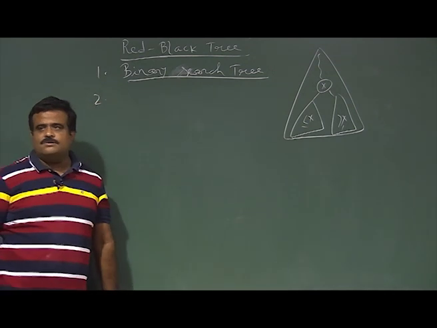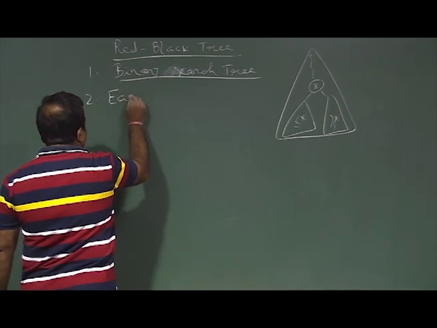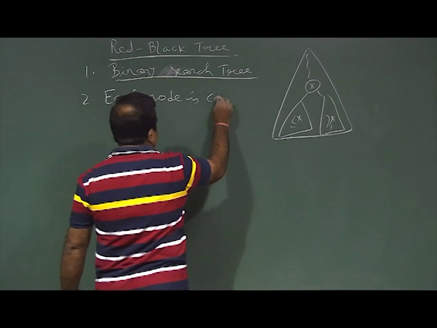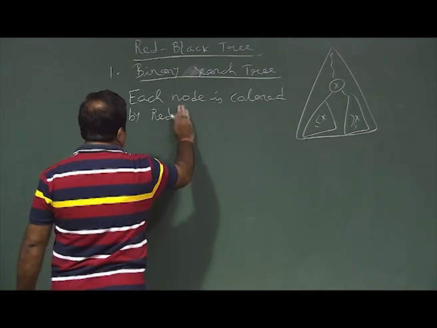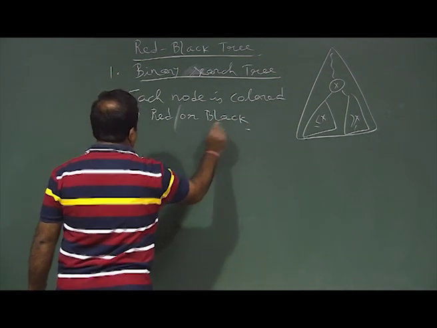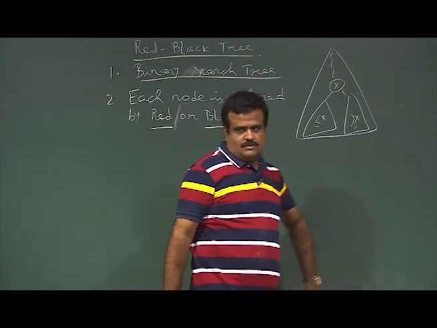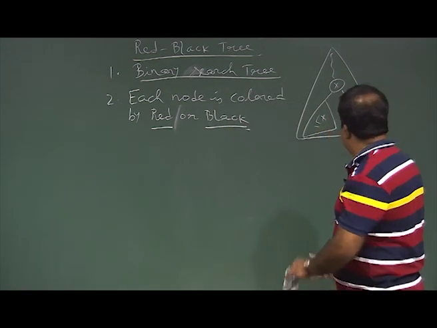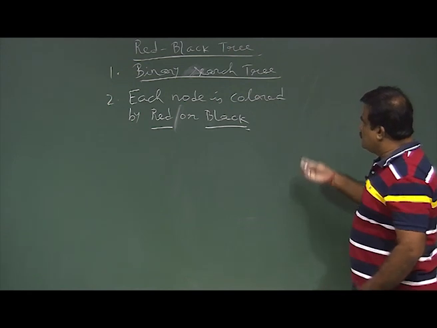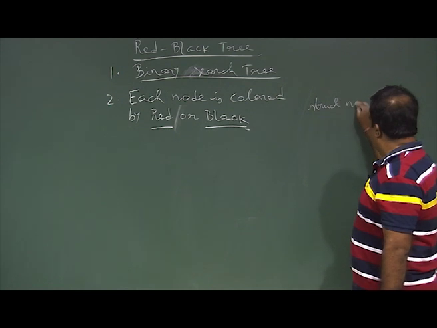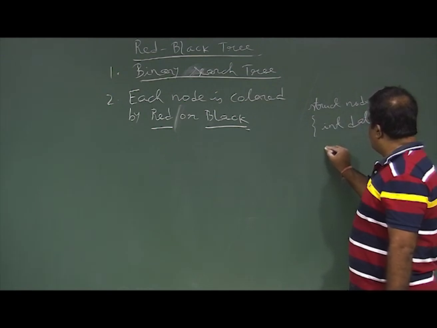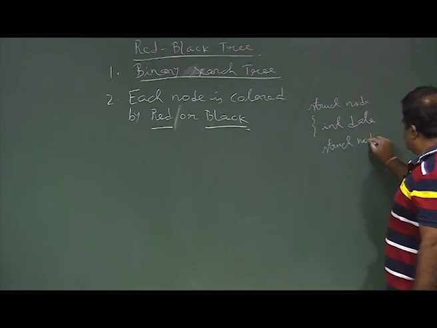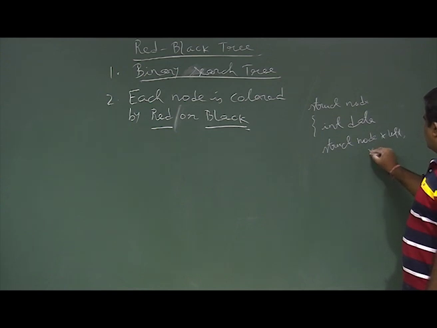Now each node is colored, and colored by two colors, either red or black. So we give a color to each node, and we can only use red or black. If you want to implement this, usually for a tree we define the node like this, struct node, with data, a pointer for the left child, the right child, and maybe a pointer for the parent.